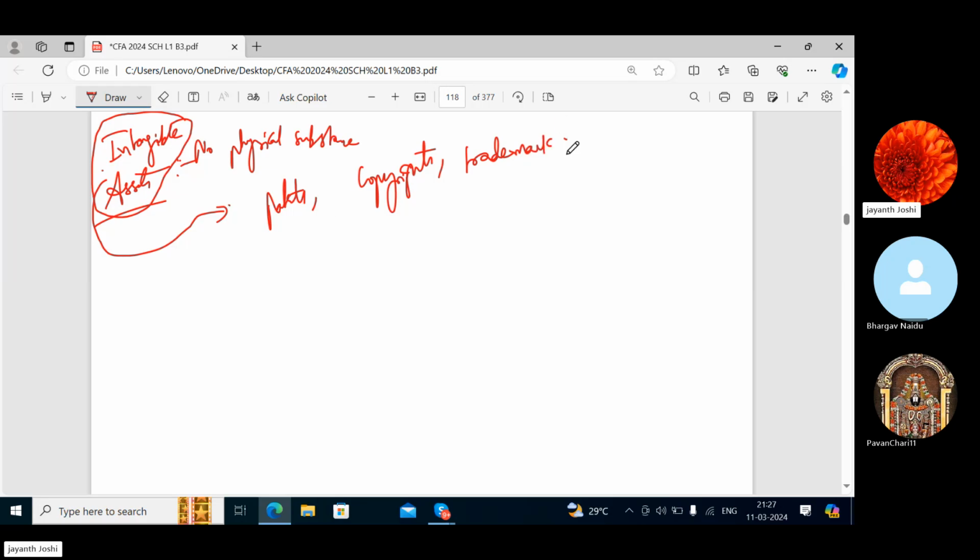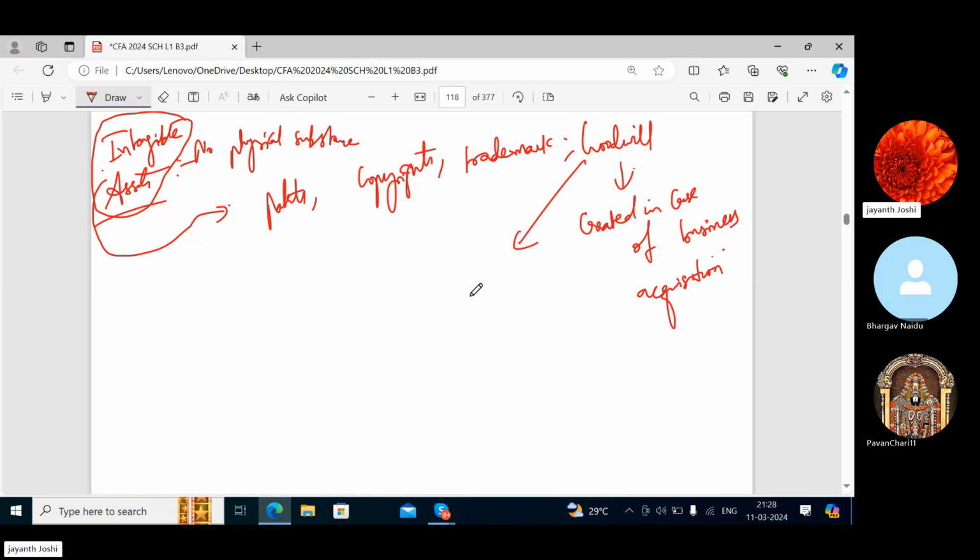Goodwill is also an intangible asset, but I will tell you about goodwill. Only goodwill created in case of acquisition of a business can be shown in the books. Internally generated goodwill cannot be shown. Internally generated intangible assets, or any asset.